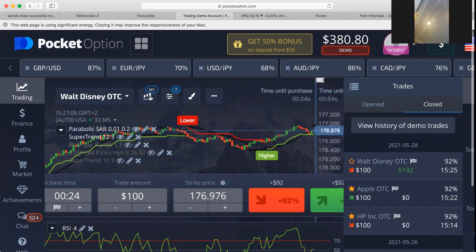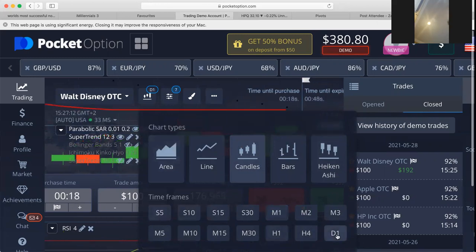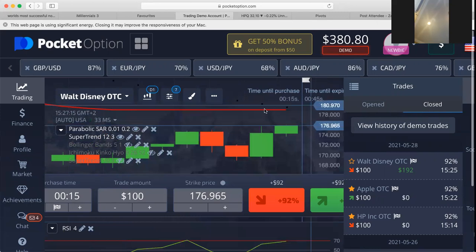So right now, let's check the daily time frame again on Walt Disney. All right, on the daily time frame, we know price is shooting up for Walt Disney. I think Walt Disney's going to be our best friend for the next 90 days. You think so too? Look, on my demo, I turned $100 into $92 profit. So I came back out with a 92% return.